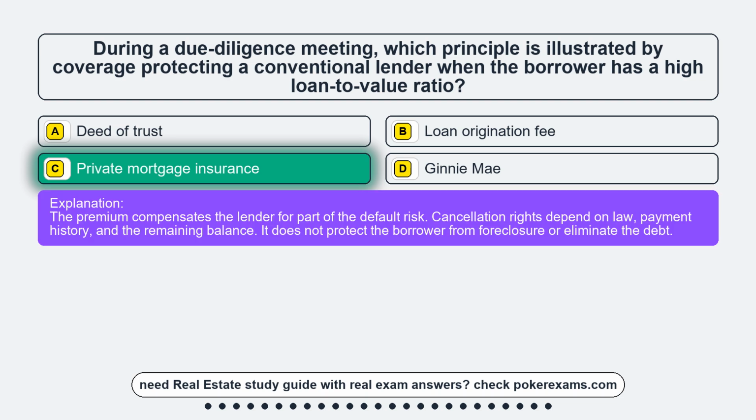The premium compensates the lender for part of the default risk. Cancellation rights depend on law, payment history, and the remaining balance. It does not protect the borrower from foreclosure or eliminate the debt.